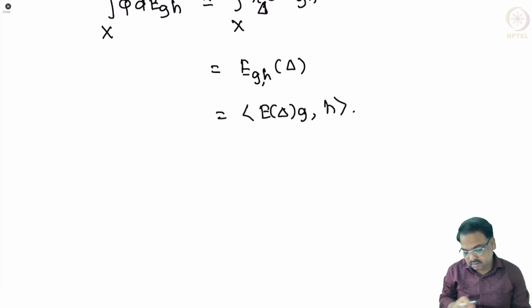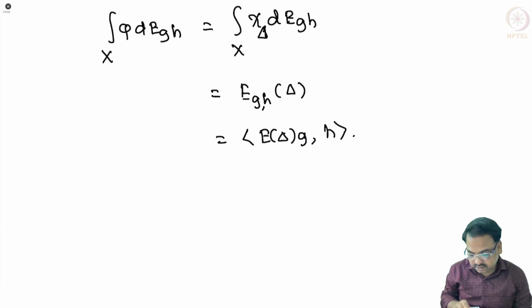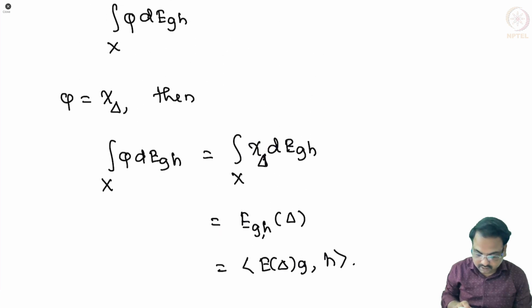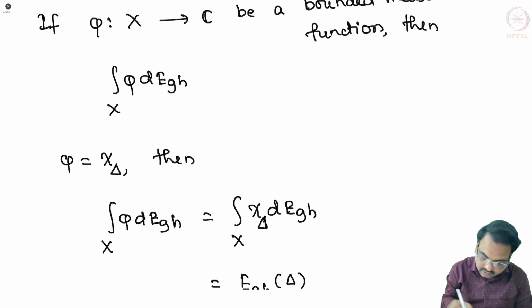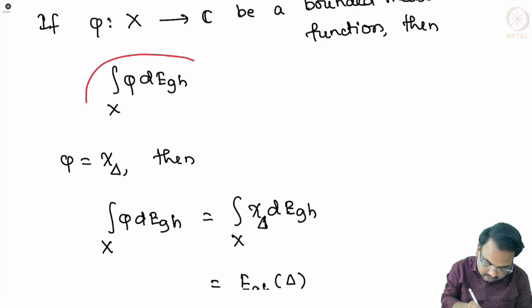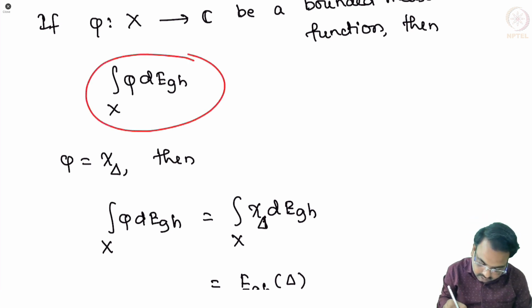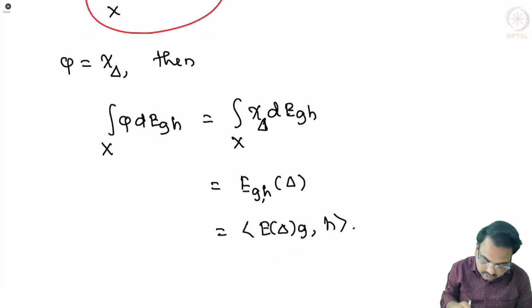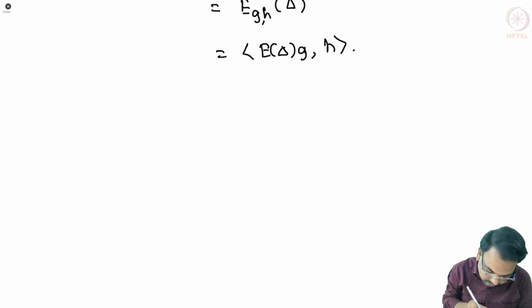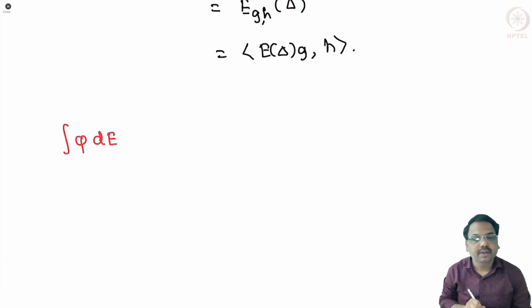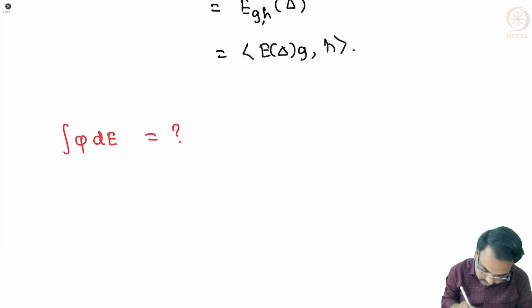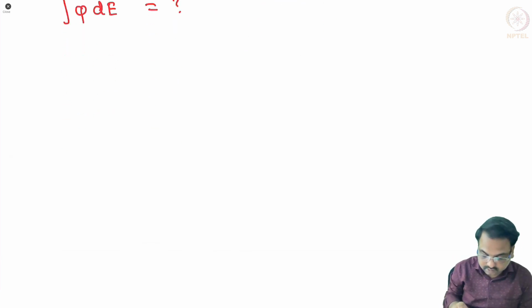Okay, now using this observation we want to define an operator. In fact, we want to define what is the meaning of such a thing. So we want to actually, using this, give a meaning for the integral of phi dE. So what is the meaning of this? Okay, so we will write this as a theorem.